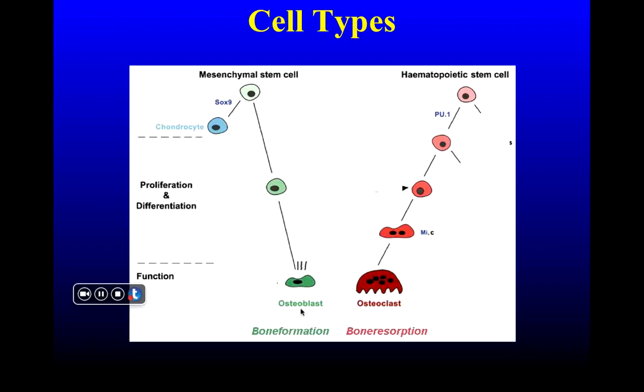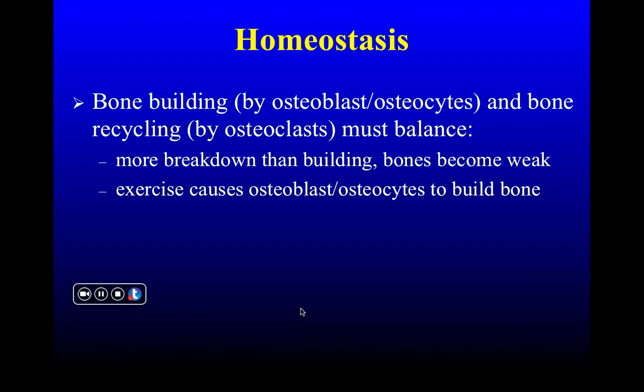The origin of an osteocyte is an osteoblast. Recall that we said osteoblasts form bone. They harden the matrix around them, and then they mature into osteocytes in lacunae. So the origin of an osteocyte is an osteoblast. And the origin of an osteoblast is the mesenchymal stem cell.